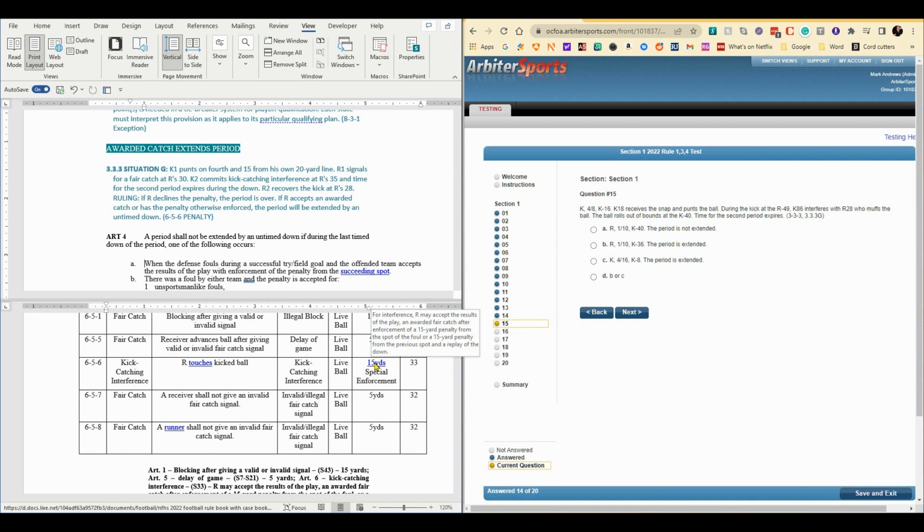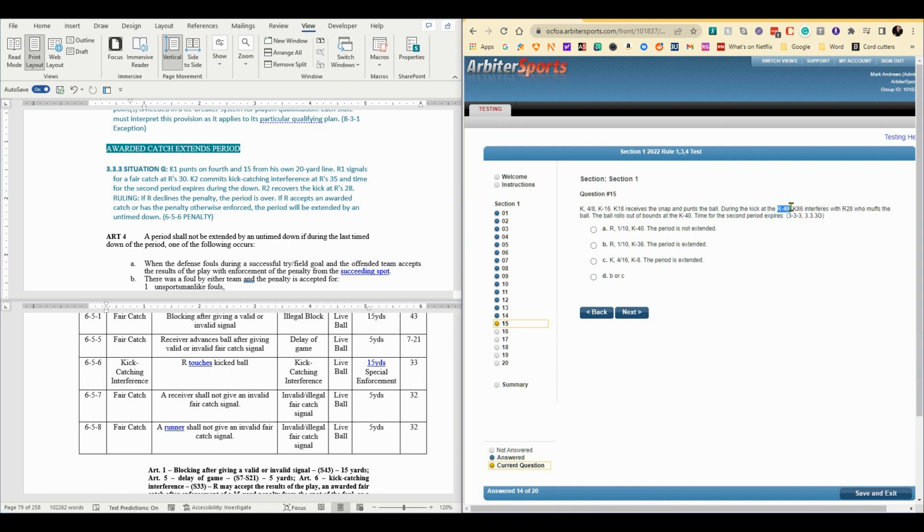Now, awarded fair catch just means we're going to act like R gave the fair catch signal, and the ball would be dead where the ball was caught. Okay. See, during a kick, R28 who muffs the ball does not tell us. Oh, okay.